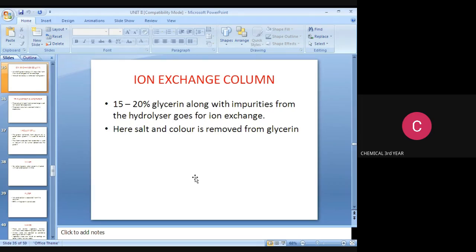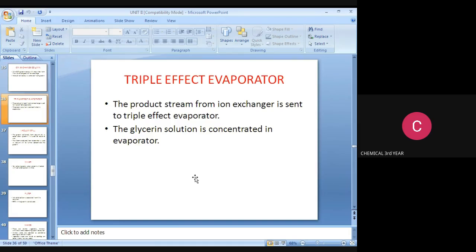Next, at the bottom of the hydrolyzer, an ion exchange column is introduced. In this ion exchange column, 15 to 20% glycerin along with impurities from the hydrolyzer goes for ion exchange. Here, salt and color are removed from the glycerin. What is the purpose of the ion exchange column? We are removing salt and color from the glycerin.